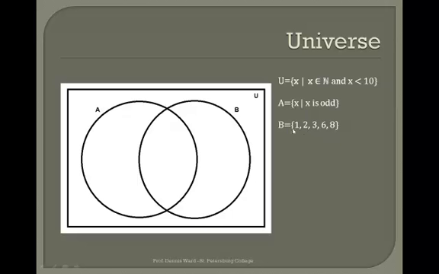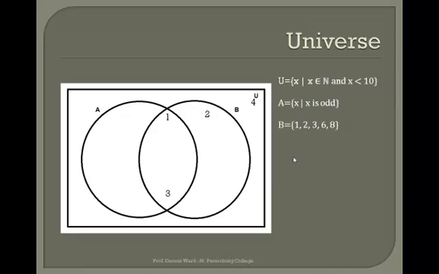And B, well, I've just listed some items here. 1, 2, 3, 6, and 8 are elements of B. So if we have 1, 1 is an odd number, so it belongs in A, but it's also in B. So it's going to go in this little overlap area here. 2 is in B, but since it's not an odd number, it's not also in A. So it's going to go over here in this half-moon-shaped area that is only B. 3, again, is in both A and B, because it's an odd number, and it's on our list.